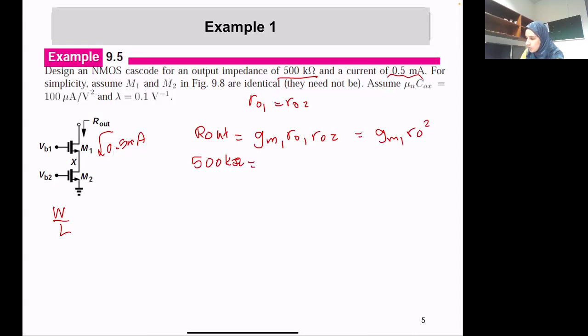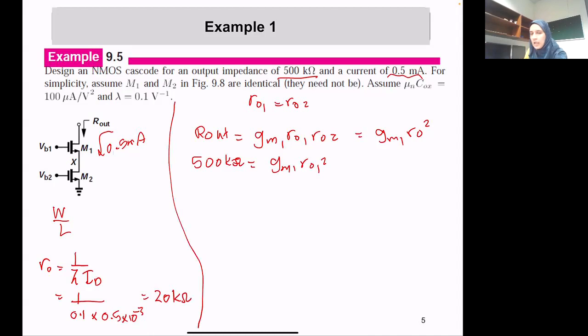And this equals 500 kilo ohm. Remember the definition of R out is 1 over lambda ID. And lambda equals 0.1 and ID is equal to 0.5 milliamps. So therefore R out will equal 20 kilo ohm. And again, R out 1 will equal R out 2 because the W over L of them are the same and they are identical.